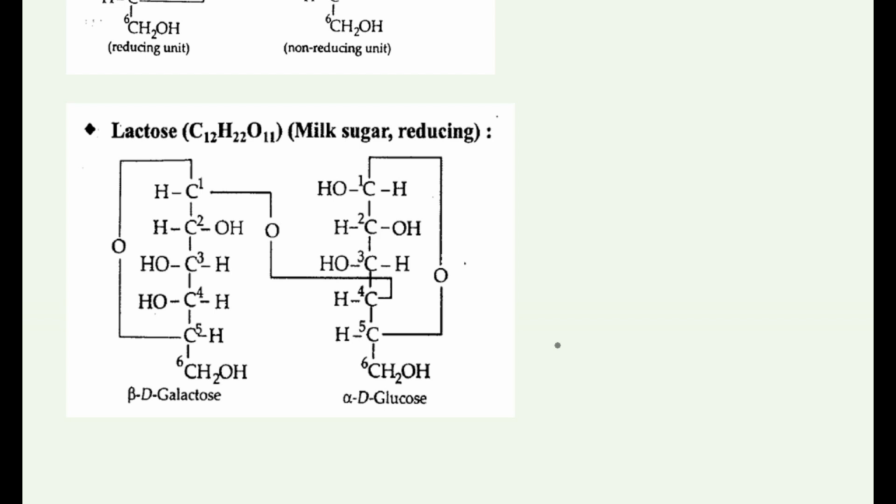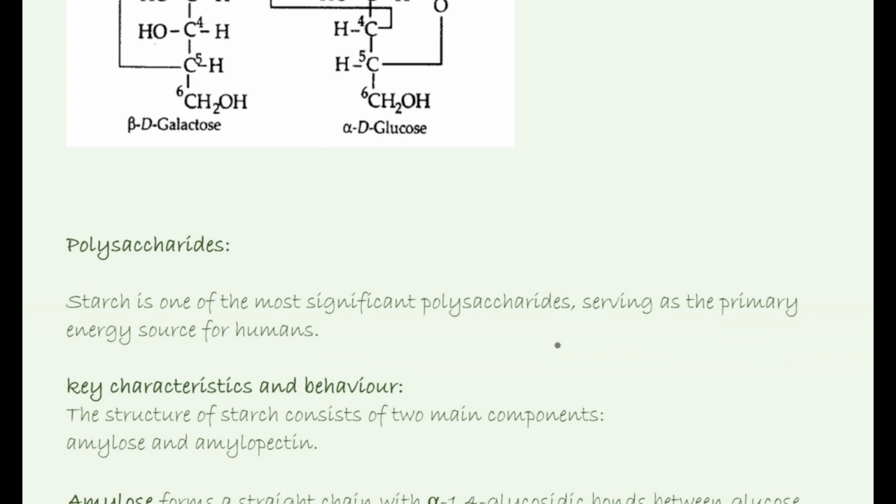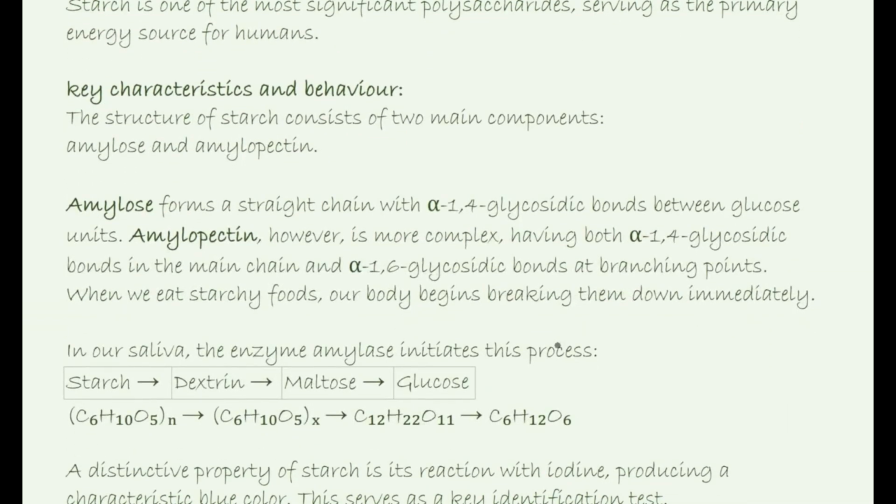Okay, what about polysaccharides? Polysaccharides are the ones which can give three or more molecules upon hydrolysis. For example, starch. Starch is the most significant polysaccharide compound. It is an energy source for humans, that we know. And a key characteristic of starch is that it consists of two main components, amylose and amylopectin.